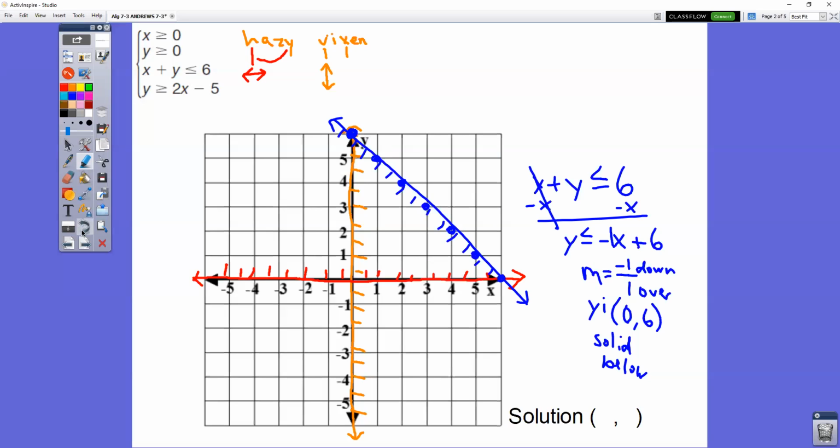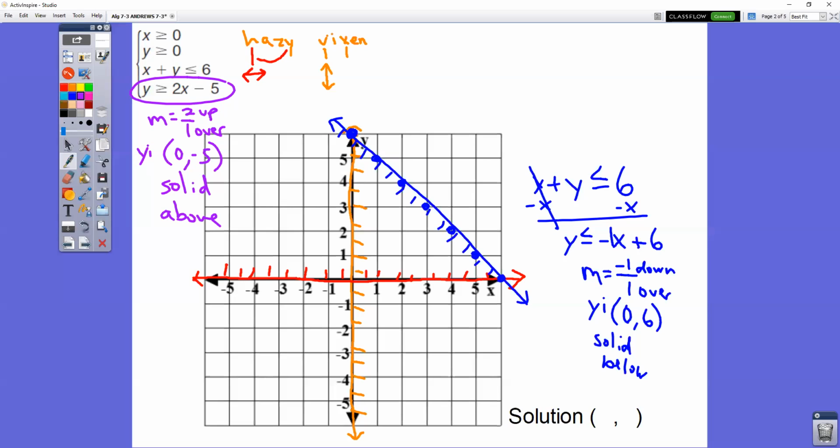So now we have one more left to graph. The one that we have left to graph is this one. That one is already in the correct form. It has the y all by itself. So our slope is 2 over 1, which really means up 2 over 1. Our y-intercept is 0, comma, negative 5. Because of the or equal to, it's going to be a solid line. And because of the greater than, we are shading up above that line.